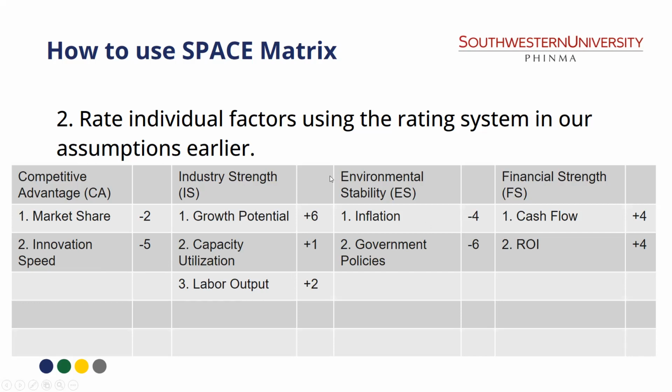So, one after the other. Industry strength, I have a +6 for growth potential, which means it is rather worse. Capacity utilization is +6, which is good. Labor output, not so good. It only comes at +2. Environmental stability, you have inflation and government policies. These are usually our adversaries in companies and organizations. I gave them a -4 and a -6 rating.